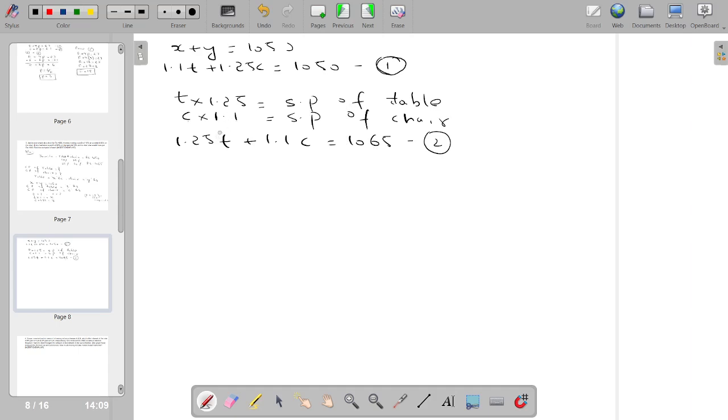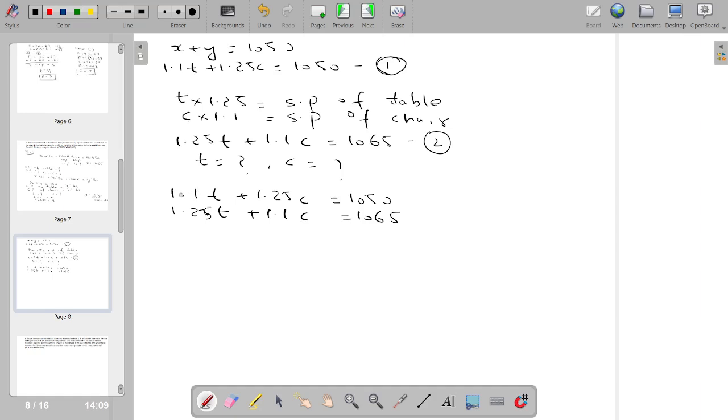So okay, now let's solve these two equations 1 and 2 so that we will be getting the values for T and C. So now 1.1 T plus 1.25 C is equal to 1050, and 1.25 T plus 1.1 C is equal to 1065. Okay, see here, we have solved this kind of equations previously. There is a pattern here.